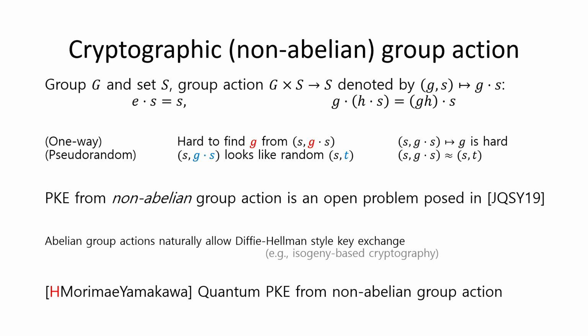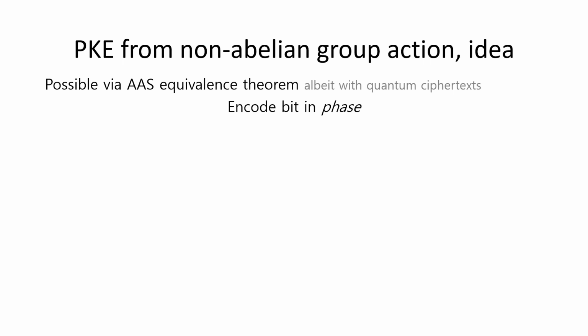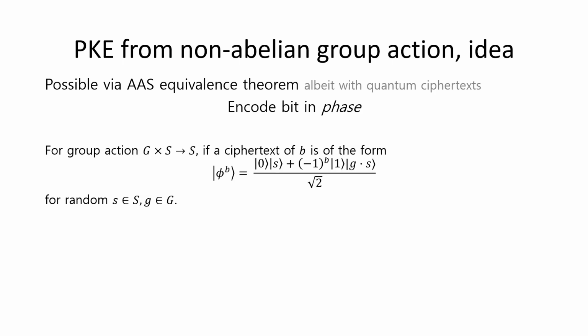As the construction is simple, we will talk about it in detail. The main idea is just using the Aaronson-Atia-Susskind theorem directly and encoding the bit in the phase. More precisely, our ciphertext is of the following form. For element S and group element G, we construct a ciphertext of B like this, encoding the bit in the phase.